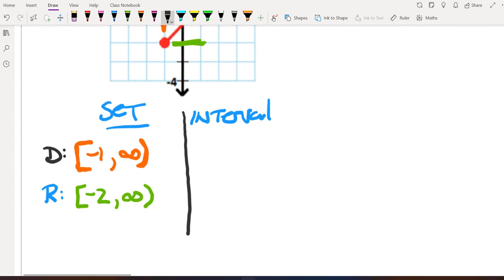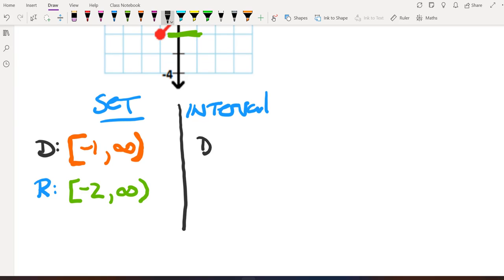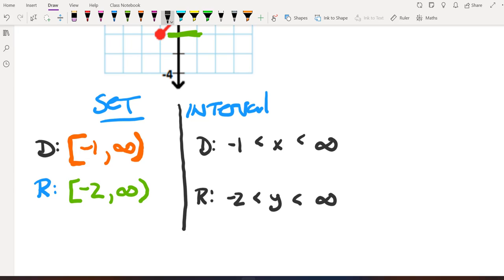All right. Next one. We're going to set them up the exact same way. -1, x, infinity. -2, y, infinity. Keep our boundaries exactly the same. Throw in the inequalities. And we just need to decide whether or not to include the equals line.